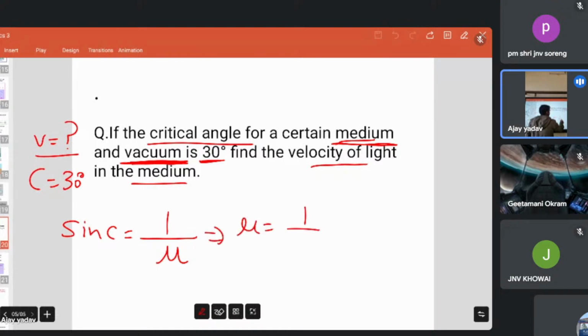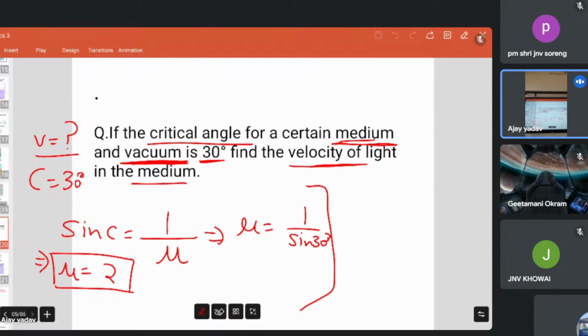And what is the value of C? It is 30 degrees. So mu equals 1 by sin 30. What is sin 30? It is 1 by 2, so 2 will go in the numerator. So the refractive index of the medium is 2. So we have found the refractive index, and now we have to calculate the velocity.